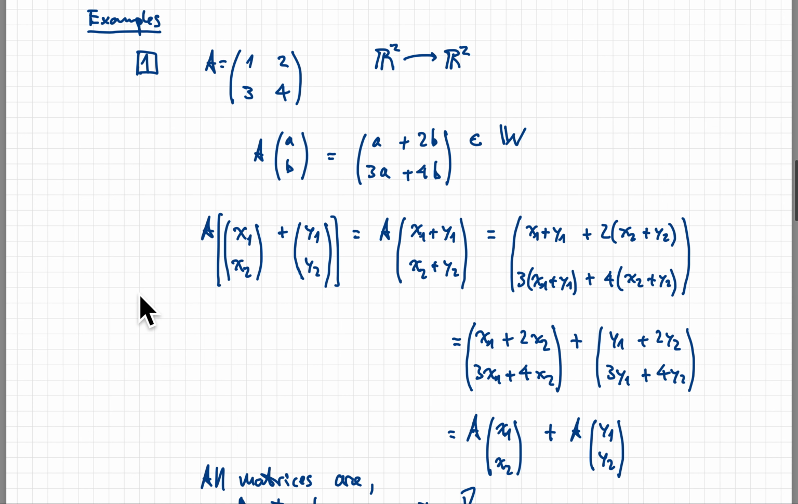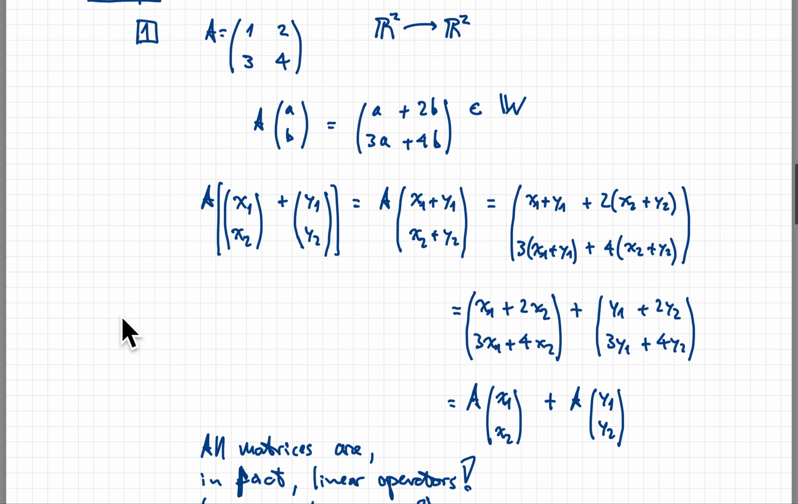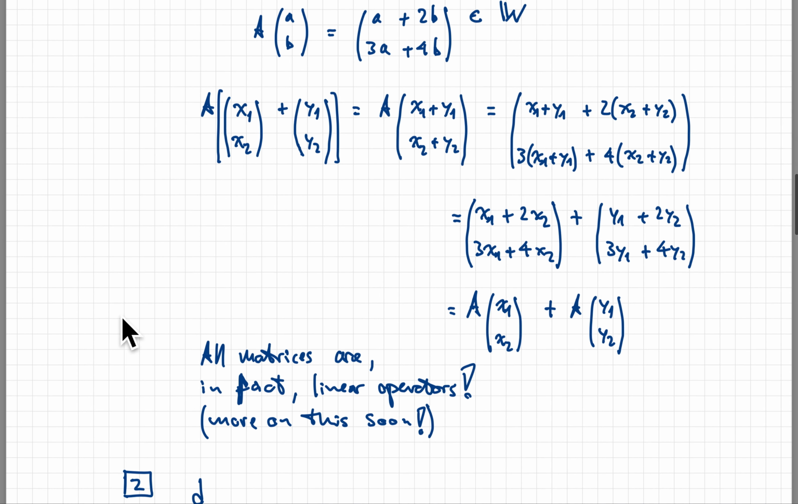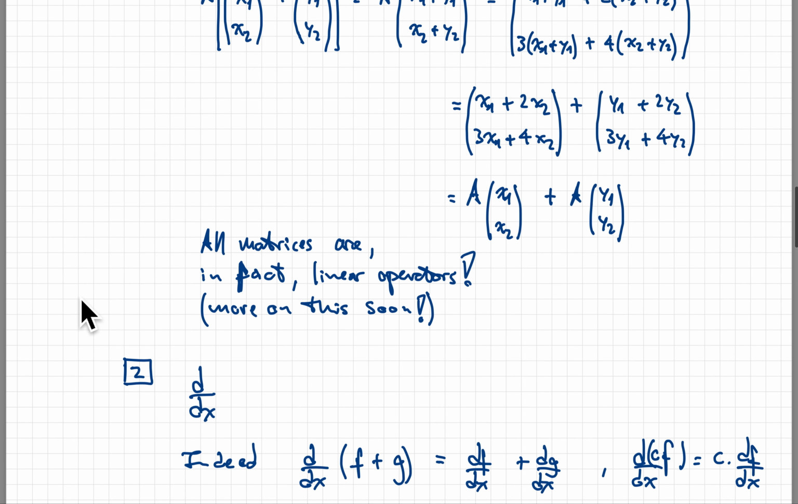And everything works out in the same way regarding the second property, multiplying by a constant. It is very easy to see that the constant goes right through the operator, and there are no issues there. In fact, all matrices are linear operators, and we'll see more about this soon.